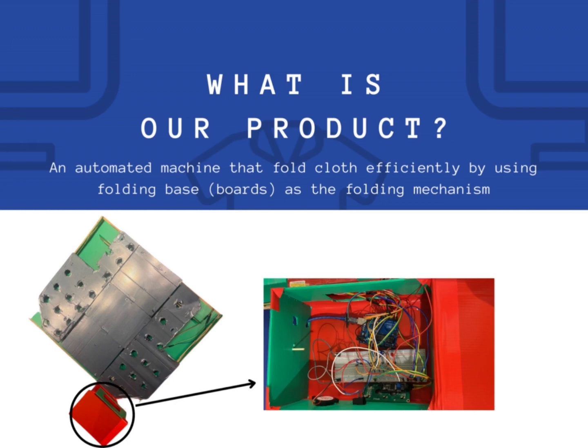Basically, our product is made of boards and hinges. As you can see in the picture, we circle the small box attached to our product. That is where we put all the wirings, the circuit, and the electronic devices that we use.